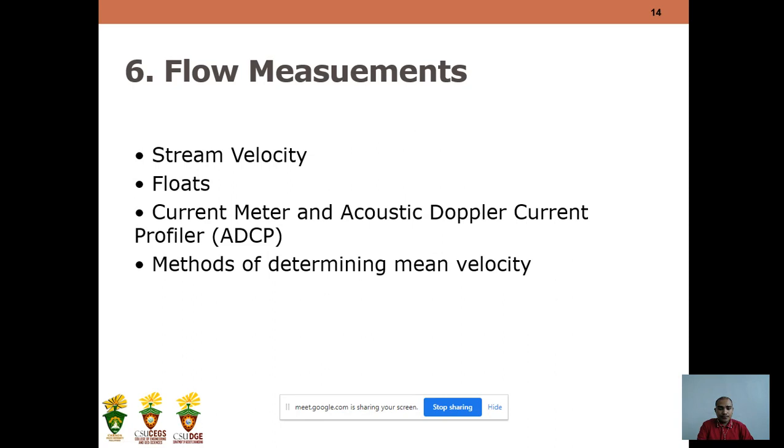And also we are going to discuss the methods of determining the mean velocity of specific water bodies. We will discuss that part.